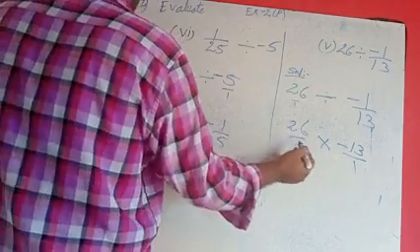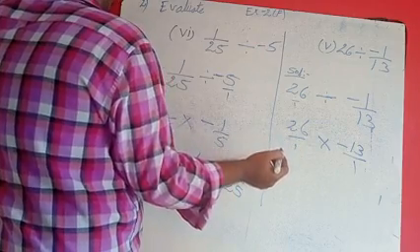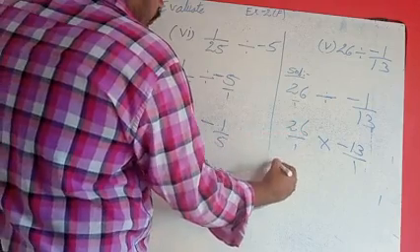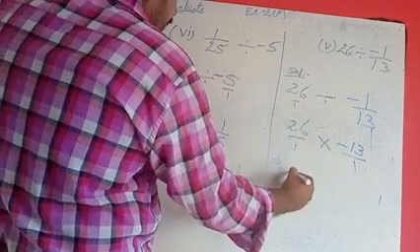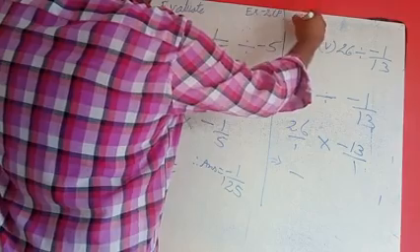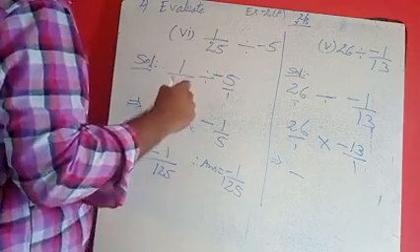Any cancellation? 13 and 26 will cancel in 13 table. But those two are in numerators only. Numerators will not cancel. Cancellation is always up and down, that means numerator and denominator. So we have to do multiplication. Minus 26 into 13. We are doing that one. 26 into 13, 13 table.